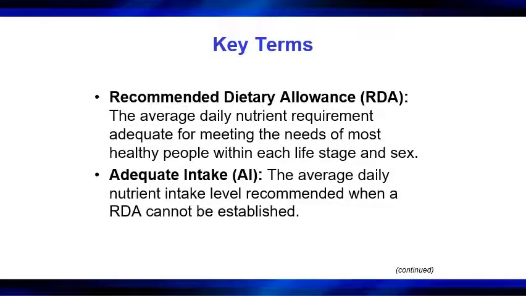So some key terms to understand regarding nutrition, because again, this could give you awareness as far as what we should be getting as far as our nutrients are concerned. So the recommended dietary allowance is the average daily nutrient requirement adequate for meeting the needs of most healthy people within each life stage and sex. So that's again going to be essentially the basic needs for most individuals. Adequate intake is the average daily nutrient intake level established when an RDA cannot be established. So if an RDA can't be established, they have what's called adequate intake.